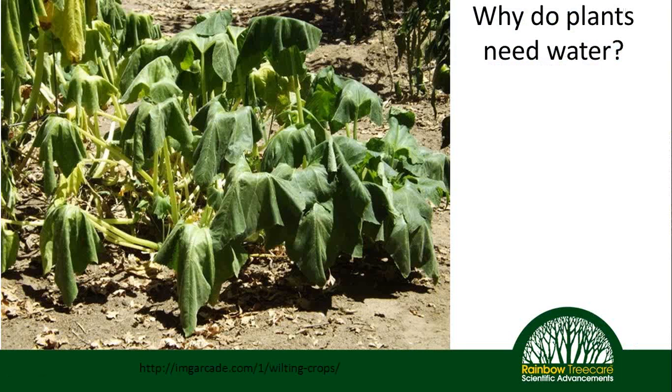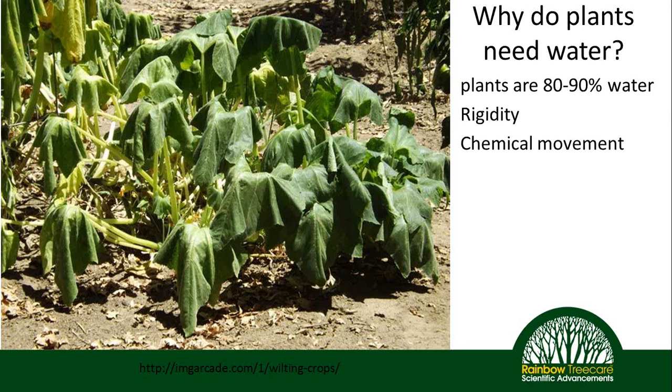So why do plants need water? Well, primarily because they're comprised primarily of water. They're 80 to 90% water. Humans are very similar to that. Water is used for cell rigidity, so in order for them to stand upright and to maintain their form, they need water to do that.